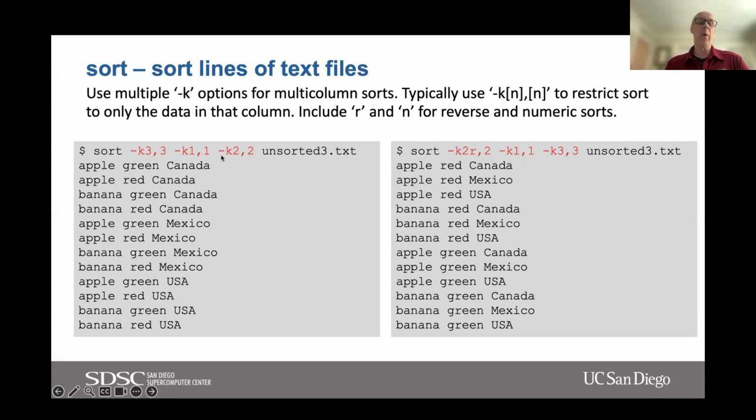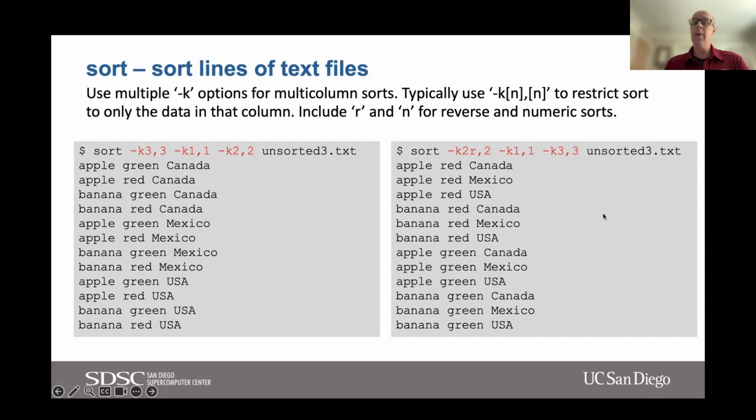So let's say that first we wanted to sort by country of origin. Then within that sort, subsort by the fruit, followed by the color. So here we can see that the first 4 lines are all Canada. The next 4 lines are Mexico, and the next 4 lines are USA. And then within the group of fruits coming from Canada, we can see that we have all of the apples listed, followed by all of the bananas. And then within each of those fruits, sorting by the colors. So apple green Canada, apple red Canada, and so on.